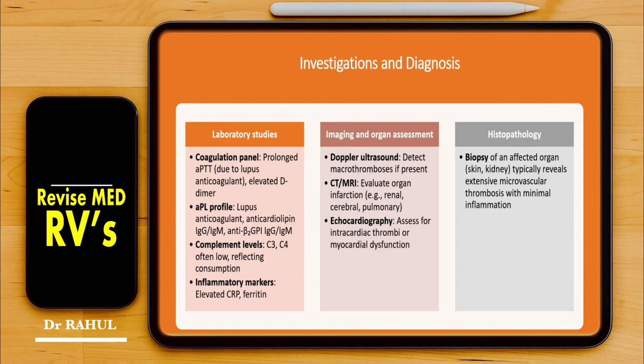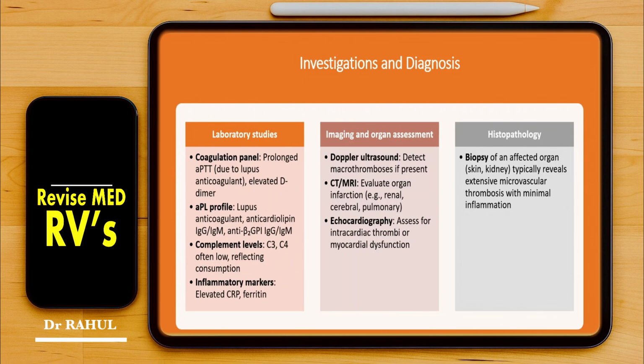Coming to imaging, imaging is usually done to demonstrate the thrombosis or an end organ damage. If you are suspecting a macrothrombosis, you can do Doppler ultrasound, and CT and MRI can be done to assess the organ involvement, especially if you are suspecting a renal infarction, a cerebral infarction, or a pulmonary embolism. You can do CT or MRI. An echocardiogram can be used to assess any intracardiac thrombi or myocardial dysfunction.